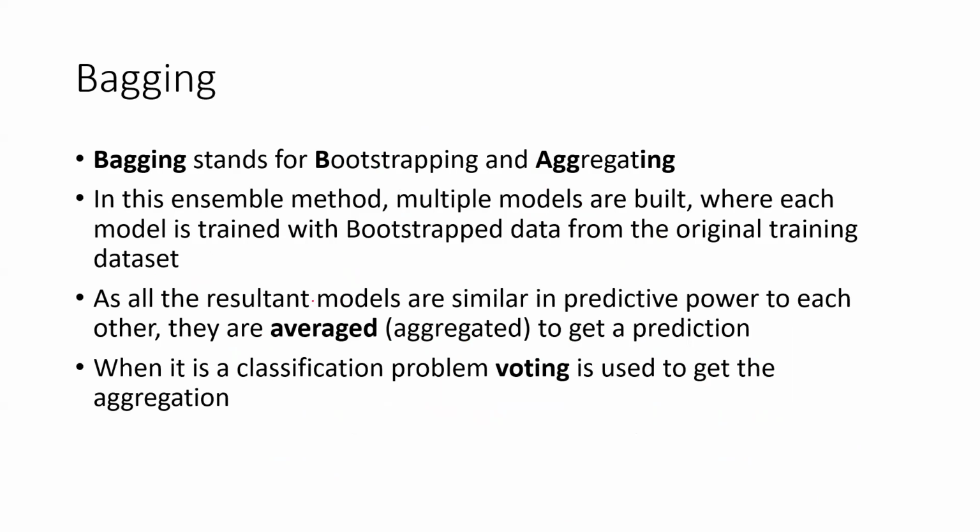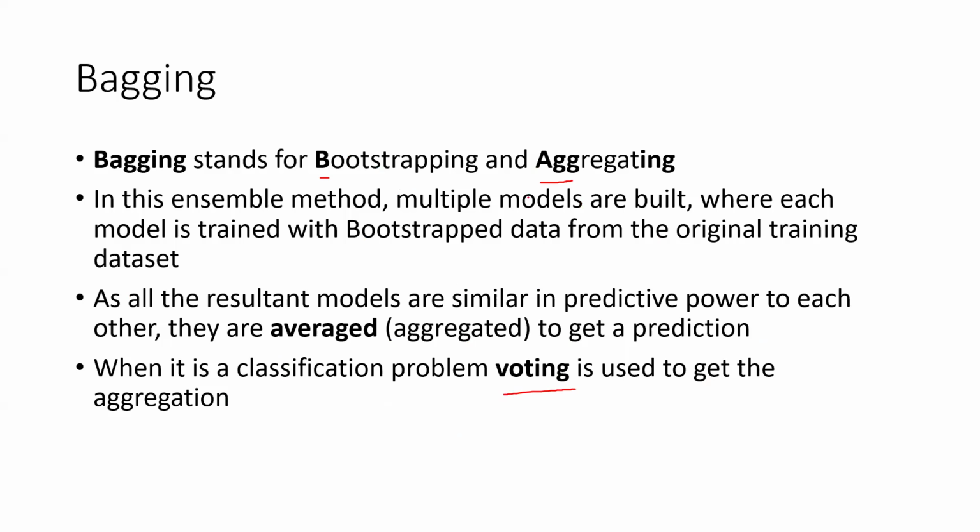So now let's come to the topic of bagging. Bagging stands for bootstrapping and aggregating, right? B for bootstrapping and AGG for aggregating. In this case, we do the bagging and then we get the aggregated value, where we are getting the average value from each of the predictions when it comes to a regression problem. When it comes to classification problems, we can use voting to get the final outcome.